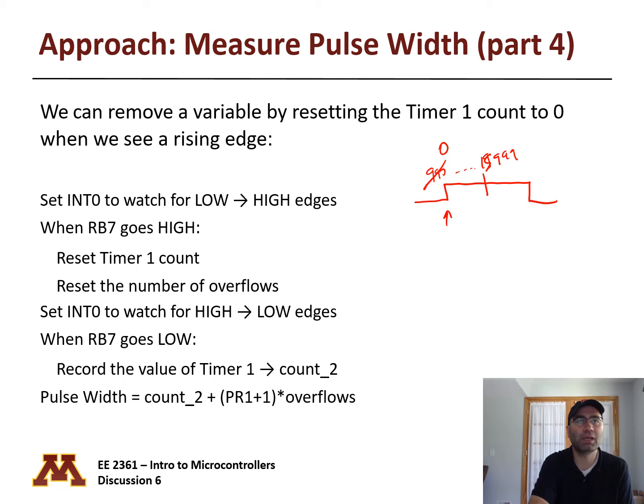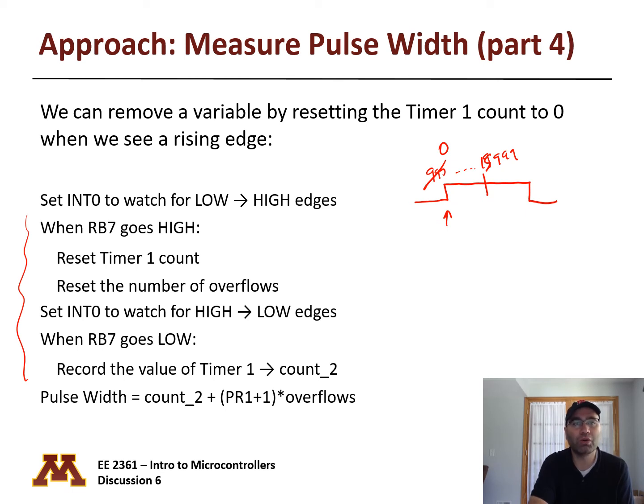So that's the algorithm for that. Set int0 to watch low to high. Okay, again, same thing. When RB7 goes high, reset timer 1 count, just clear it to make it 0, and reset the number of overflows, obviously. And set int0 to watch high to low, basically the falling edge. And when RB7 goes low, record timer 1 value, which is count 2.